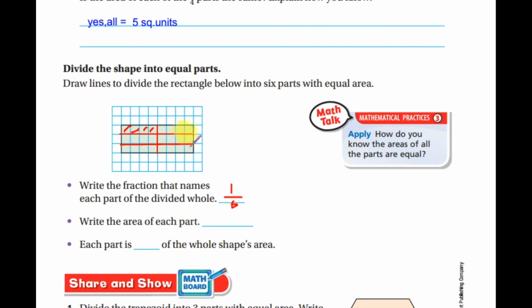So write the area of each part. So let's count each part equals how many squares? 1, 2, 3, 4. 1, 2, 3, 4. So each area is equal 4 square units. Each part is of the whole shape. So each part is 1/4, right? The fraction 1/6, sorry. So each area is equal 1/6.